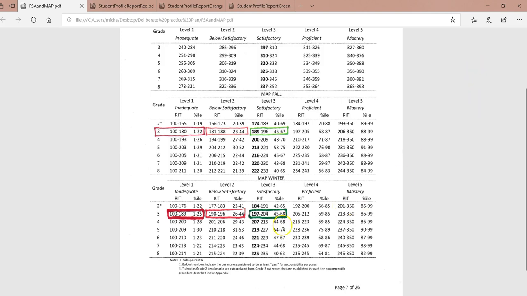So let's first take a look at a student who has fallen in the inadequate range, or during the MAP winter test, has received a RIT score between 100 and 189, or fallen between the 1st and 25th percentile.